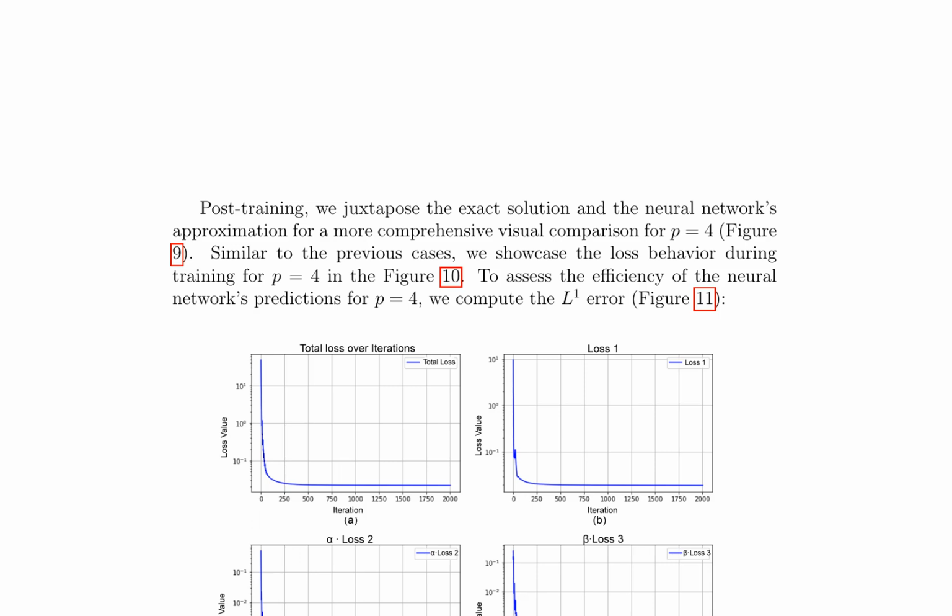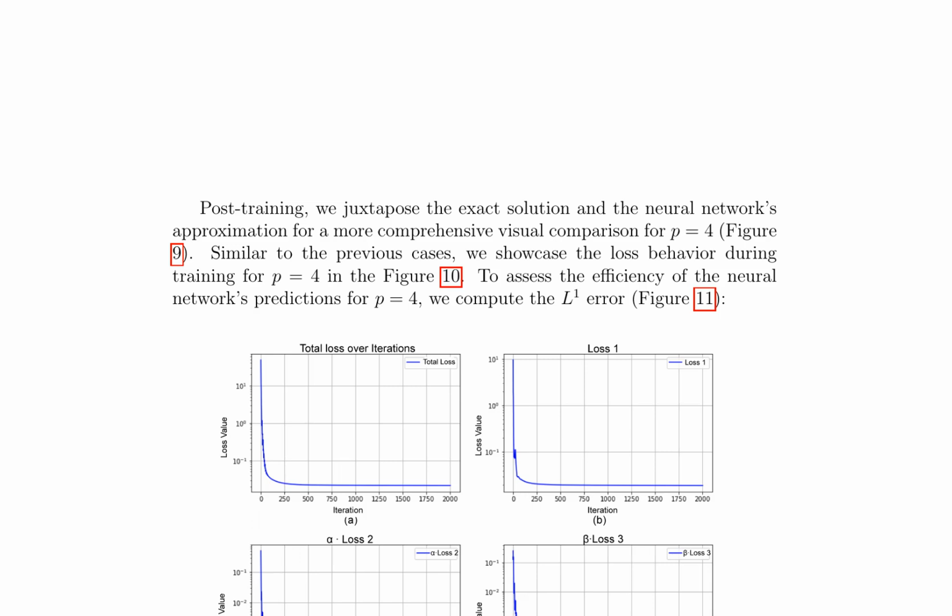The paper presents a visual comparison of the exact solution and the neural network's approximation for a 1D obstacle-constrained ice sheet model with p equals 4. The loss behavior during training is also shown, highlighting the evolution of different losses such as the total loss, loss influenced by coefficient alpha, and loss affected by coefficient beta.